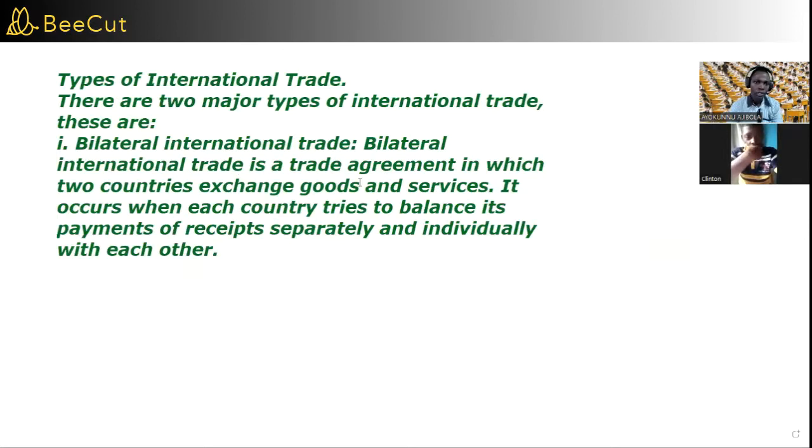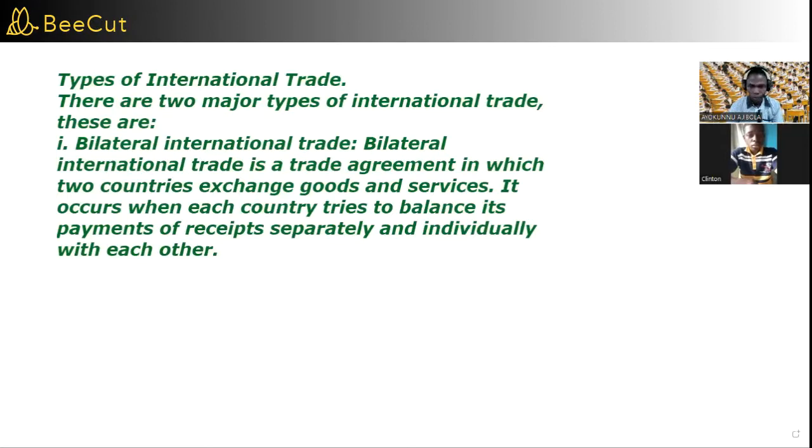Bilateral international trade is a trade agreement in which two countries exchange goods and services. They exchange goods and services. You give me this, I give you that, between the countries. It occurs when each country tries to balance its payment of receipts separately and individually with each other. So that is called bilateral international trade. And the second one we'll be looking at is called multilateral international trade.